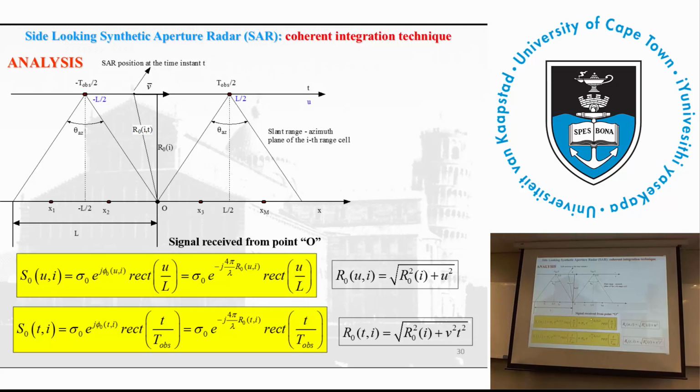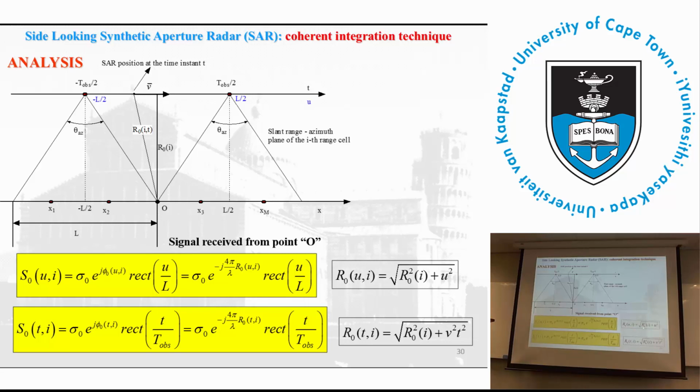Perfect. And why is it 4 pi? Well, the number 4 should be 2 pi times 2 R0, because it's two-way, divided by lambda. You can also write f0 divided by c if you want. So that tells you how many rounds the phase does, all the way there and back. It's given by this term. So when it gets back to that point, the phase will stop and have a certain value, that will depend on u and i, because that's a different range.